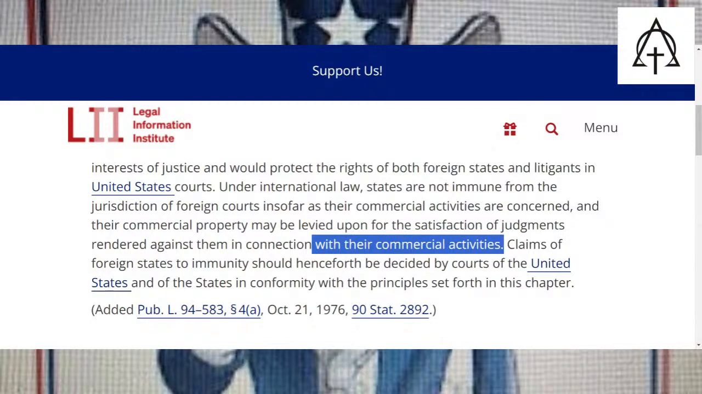So this is where people try to go after some of these judges in the wrong context and end up in prison themselves with 30, 40, 50-year sentences. Be very careful with this stuff, people. These people are nasty. They work together. It's a team for them, and they will gang up on you and throw you all in jail. Claims of the foreign states to immunity should henceforth be decided by courts of the United States and of the states in conformity with the principles set forth in this chapter.